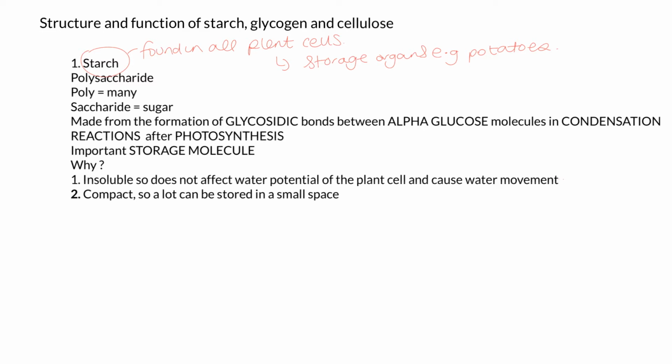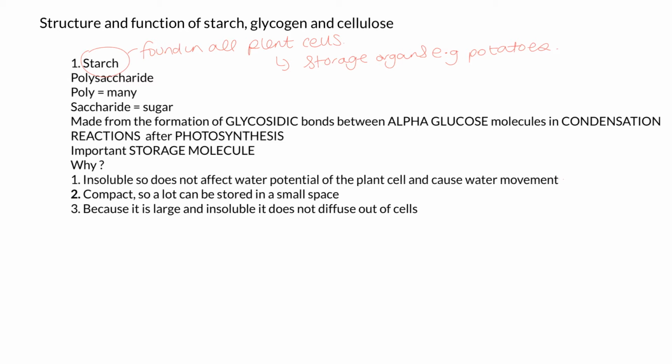So why is it really good at being a storage molecule? Well, it's insoluble, so it doesn't affect the water potential. Therefore, it doesn't lower the water potential of the plant cell, and so water is not drawn into the cell by osmosis. It doesn't diffuse out of cells. Because it's compact, lots of it can be stored into a really small space, and it can be hydrolyzed to form alpha glucose molecules.